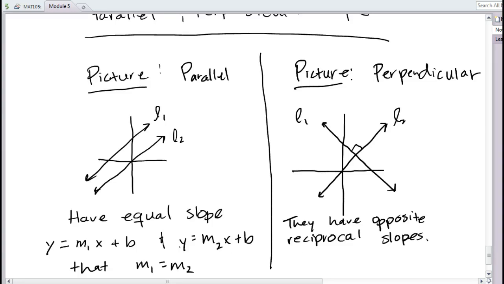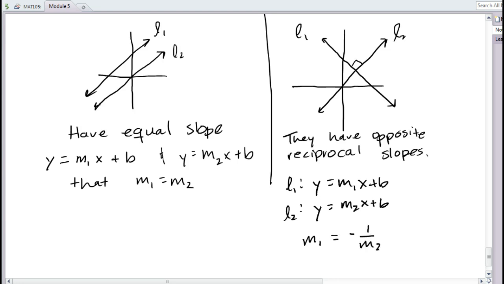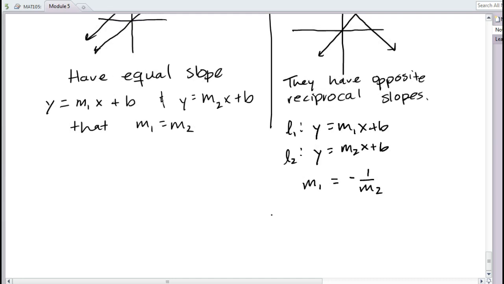So what that means is if you had the same setup as before, so let me give myself just a little more space. If you had the two lines, L1 being given by y equals m1 x plus b, and L2 being given by y equals m2 x plus b, then we know that m1 has to equal negative 1 over m2.